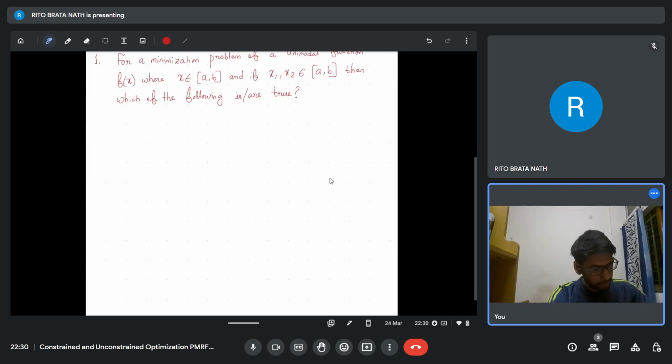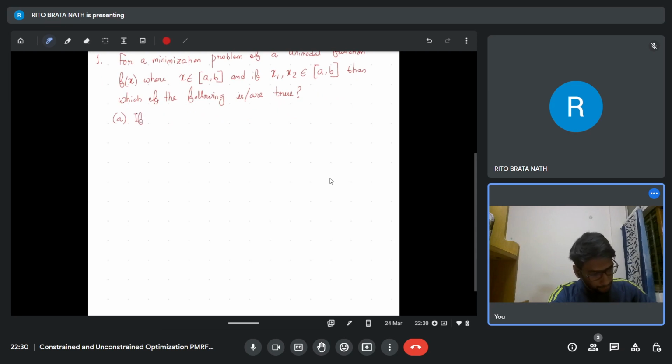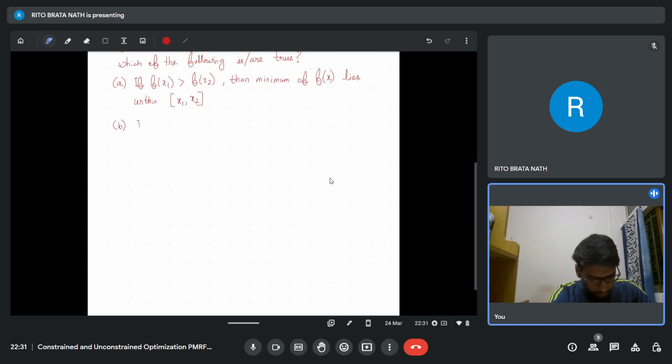Okay, so let me write down the options. First one is if f(x1) greater than f(x2), then minimum of f(x) lies within this interval x1, x2, or option B is if you have f(x2) greater than f(x1), then minimum of f(x) lies within a, x1.